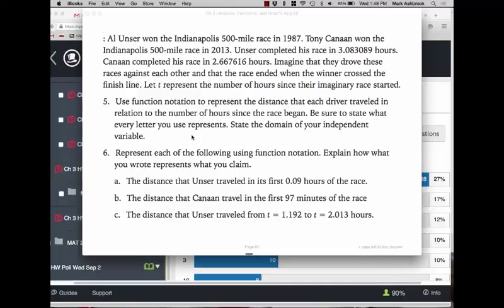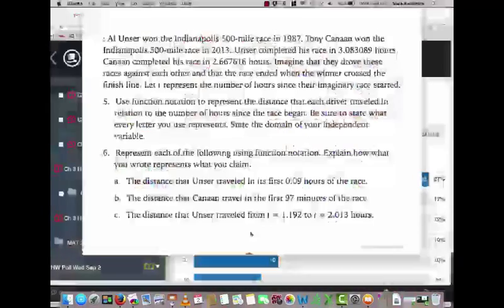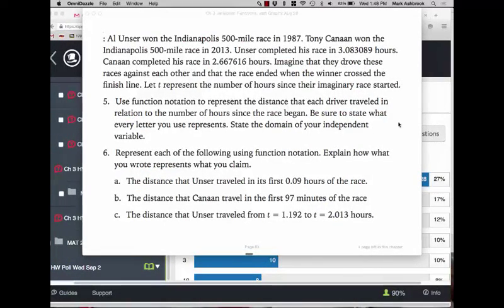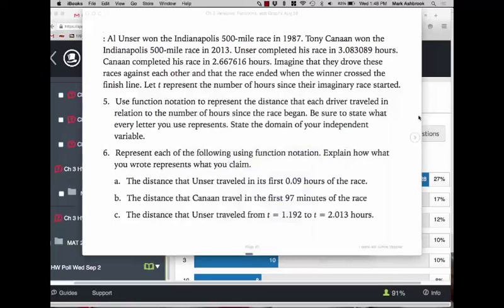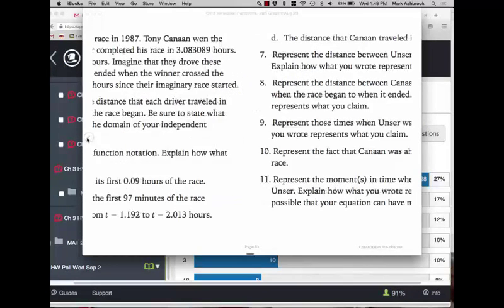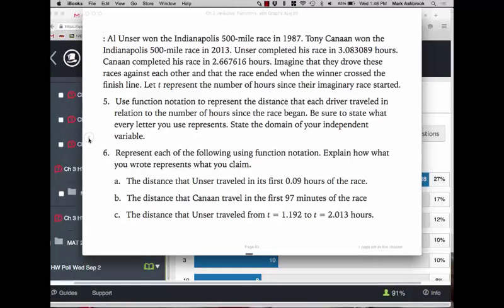C. All right, so for Tony Kanan's distance since the race began, I'll use the function named capital C. And they said that our independent variable was t. So that will represent Tony Kanan's distance traveled in t hours since the race began.